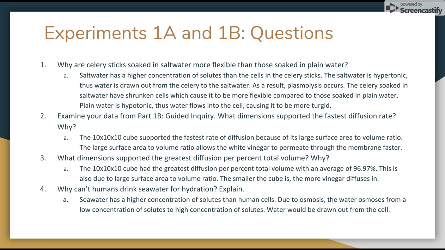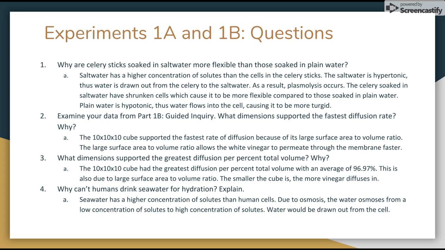Question number 3. The 10 by 10 by 10 cube had the greatest diffusion per percent total volume with an average of 96.97%. This is also due to the large surface area to volume ratio. The smaller the cube is, the more vinegar diffuses in.